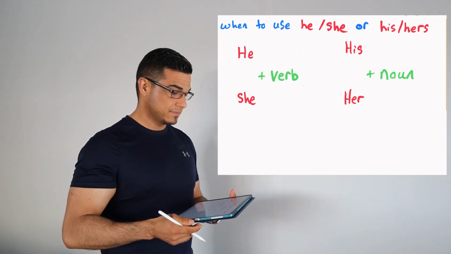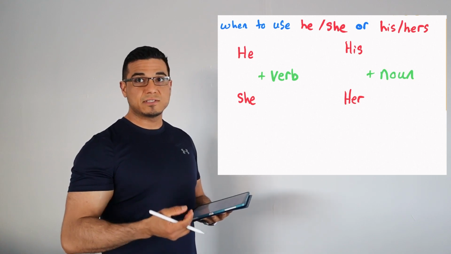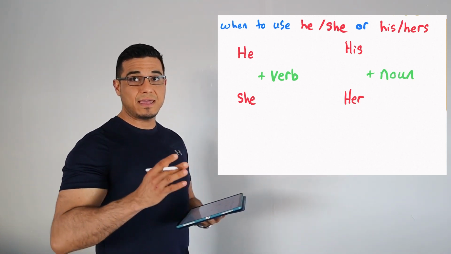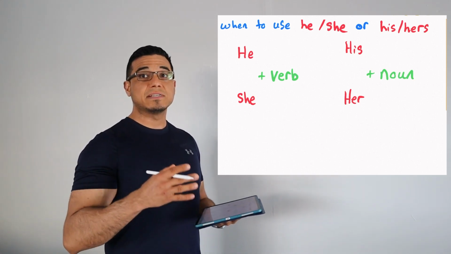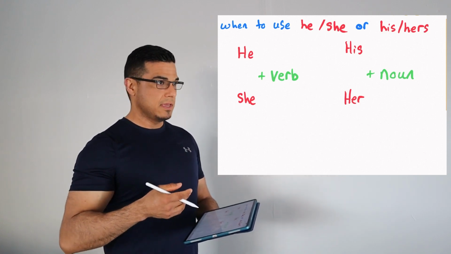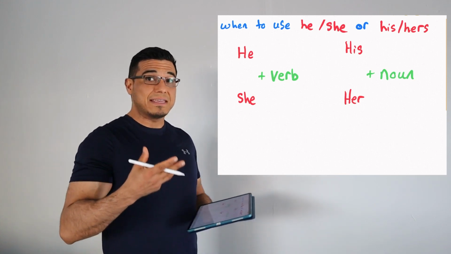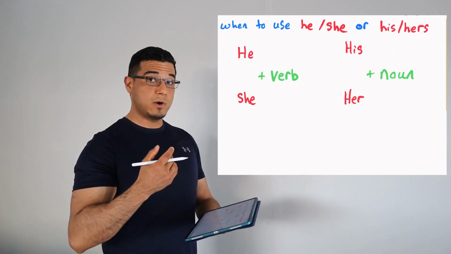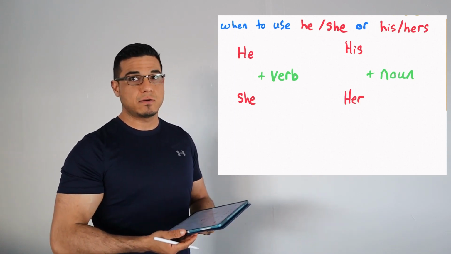Hopefully it works. All right, so for today's video, we're going to focus on subject pronouns, specifically the subject pronouns he and she. We're also going to talk a little bit about the possessive versions of both of these. So for example, we have the subject pronoun he, and its possessive version is his. And then of course we also have our subject pronoun she, and the possessive version, which is hers.